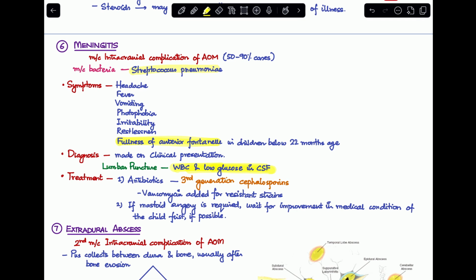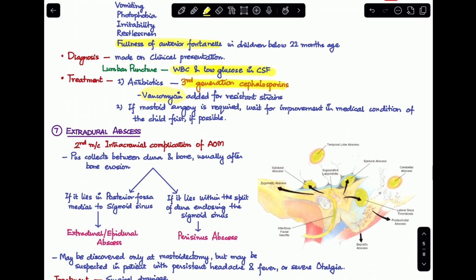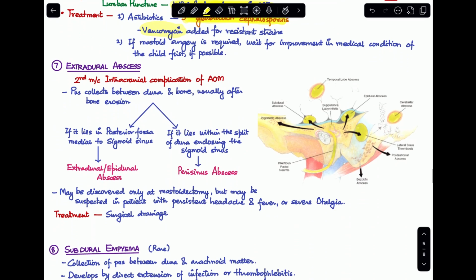And the mainstay of treatment of these patients is antibiotics, and the drug of choice is third generation cephalosporin. However, if you find resistant strains, in those cases, vancomycin is used. Mastoid surgery is rarely required in these cases. Even if it is required, it is best to wait for improvement in the medical condition of the patient first before you proceed with the surgery. This is about meningitis. Next, let's talk about extradural abscess.